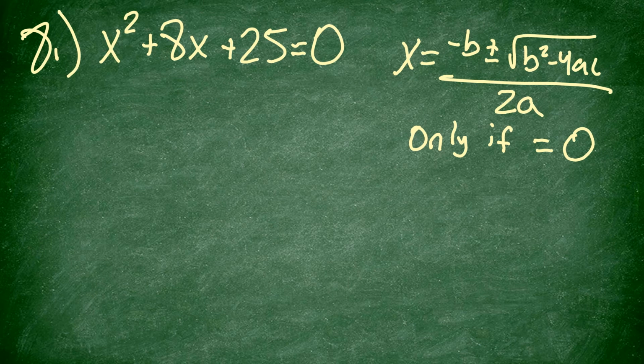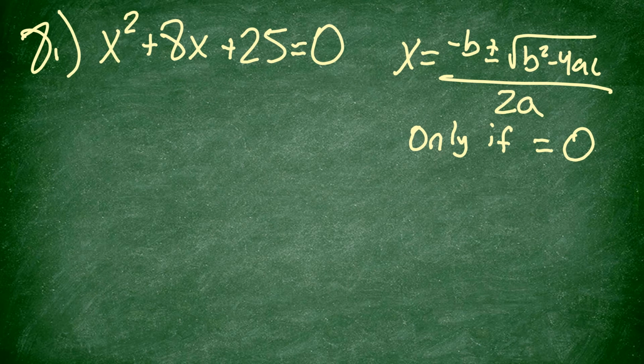Alright, so number 8, we have x squared plus 8x plus 25 equals 0. Remember, this is our quadratic formula: x equals the opposite of b plus or minus the square root of b squared minus 4ac, all over 2a. Remember, that's only if the equation is equal to 0.